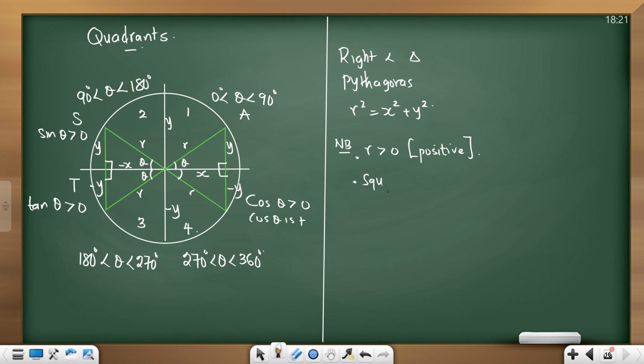When you are looking for the square root, remember it is plus or minus the square root. I'd like you to take that down very, very neatly, very bold, so that you'll be able to see what's going on.